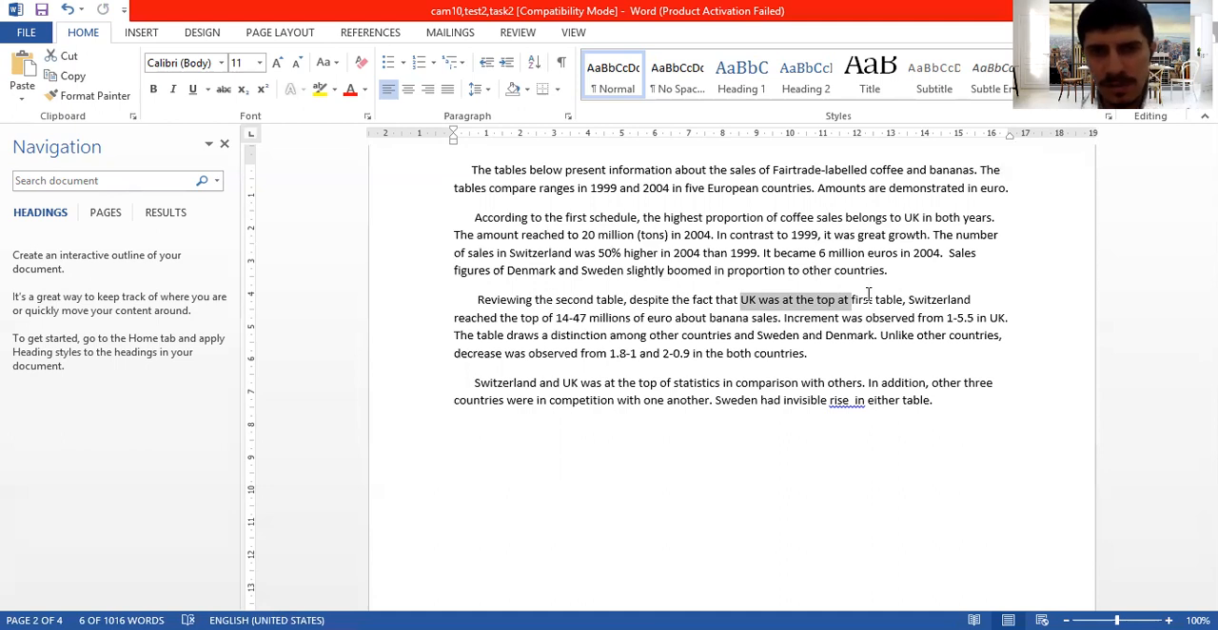Switzerland reached the top of banana sales, let's say in banana sales, okay, to the top of banana sales with 14 to 47 million euros. Okay.